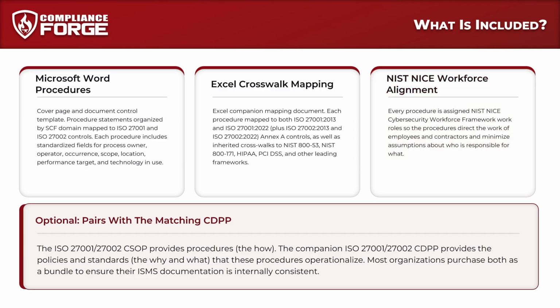And optionally, it pairs with the matching CDPP. The CSOP provides the procedures, the how. The companion ISO 27001 and 27002 version of the CDPP provides the policies and standards, the why and the what, that these procedures operationalize. Most organizations purchase both as a bundle to ensure their ISMS documentation is internally consistent.